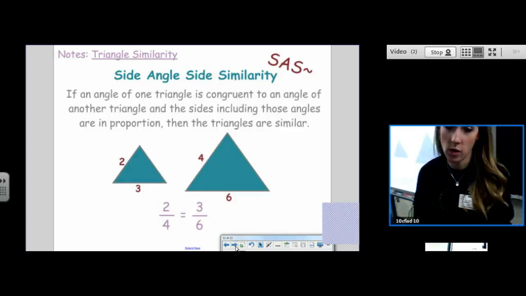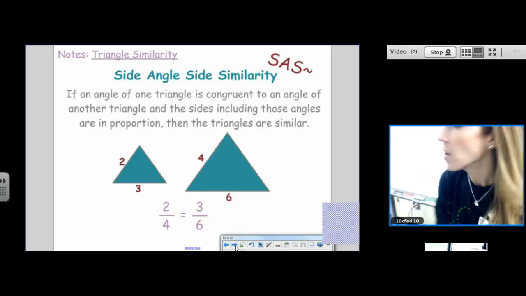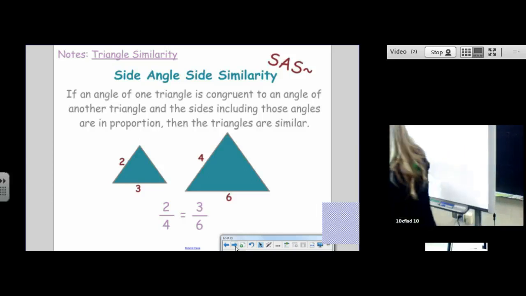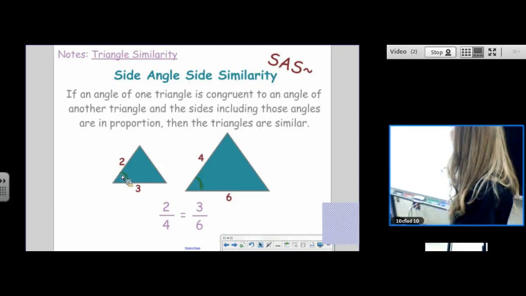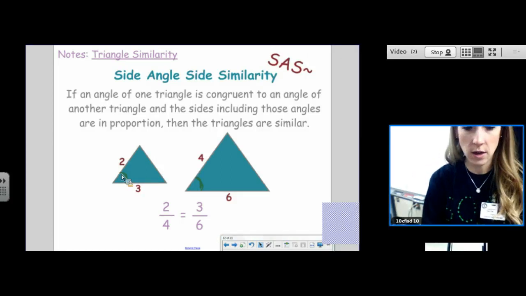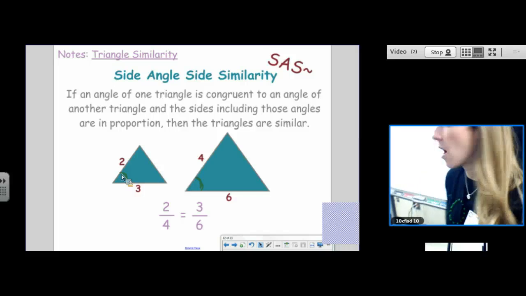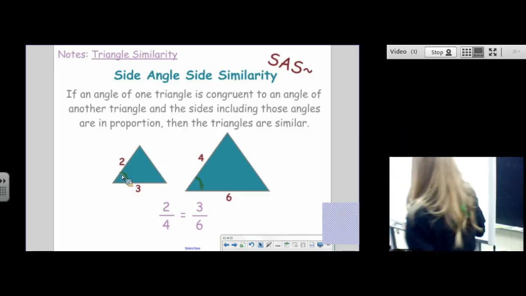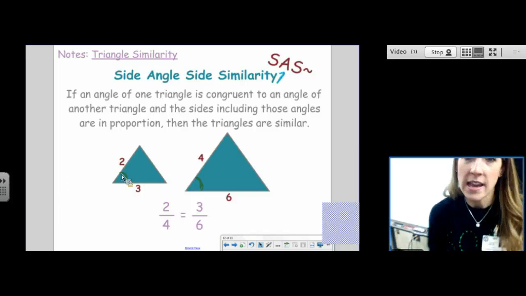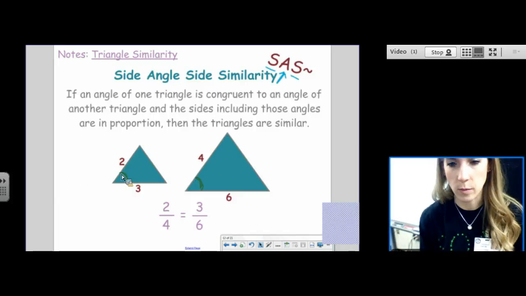The last one that we can use is called side, angle, side similarity, where you have 2 proportional sides and you have the angle in between. Make sure you add arcs to your picture if you're drawing this in your notes. Can it be any old angle? No, it cannot be any old angle. The angle has to be sandwiched between the sides. If it's a different angle of the triangle, then they're not guilty of being similar. We don't have enough information.